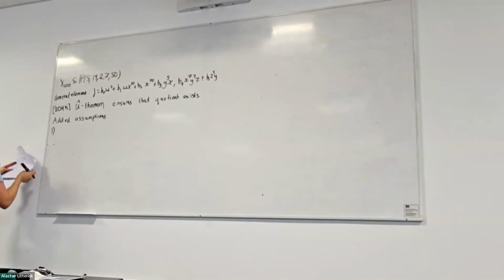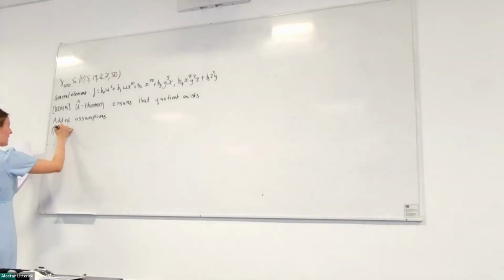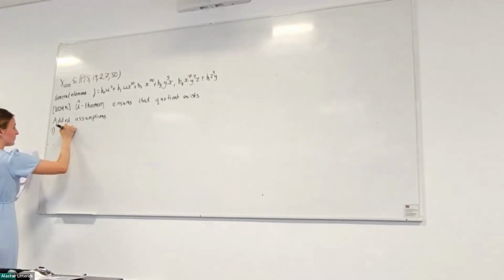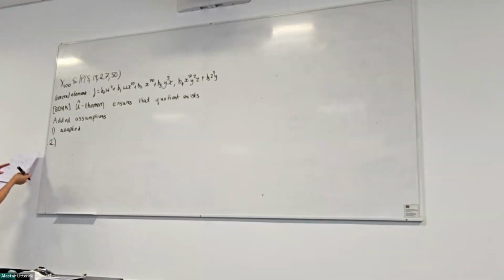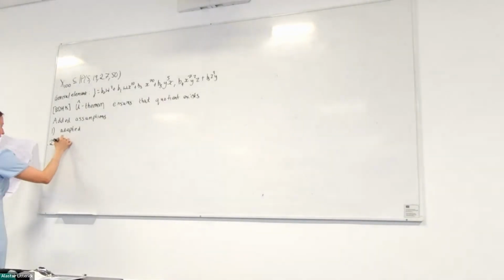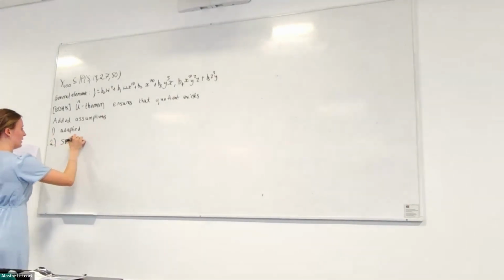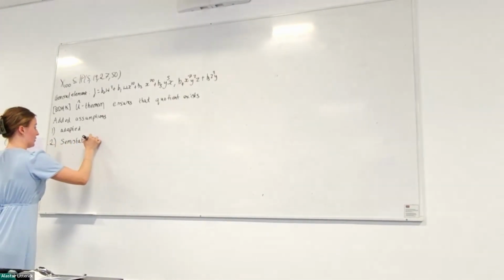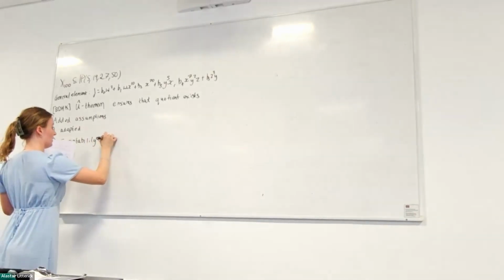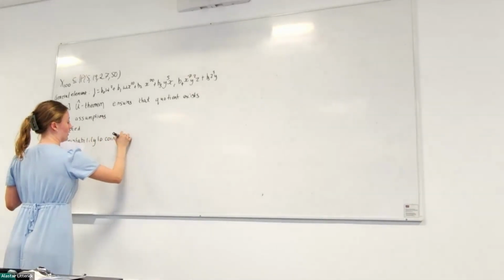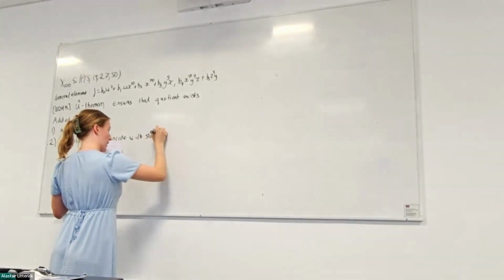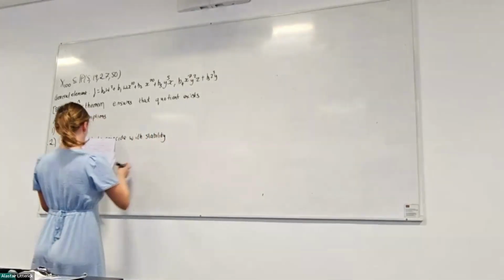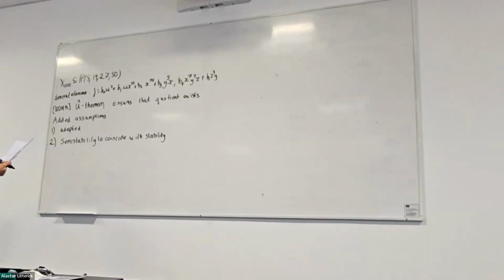So one is that we need the weights to be adapted. And two, we need semi-stability to coincide with stability. In the interest of saving time, I probably won't go through those.